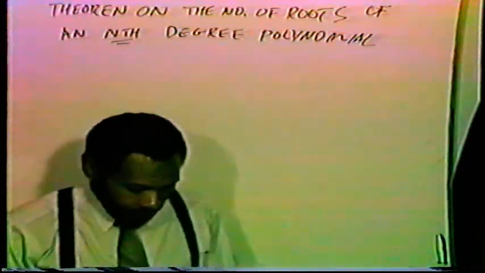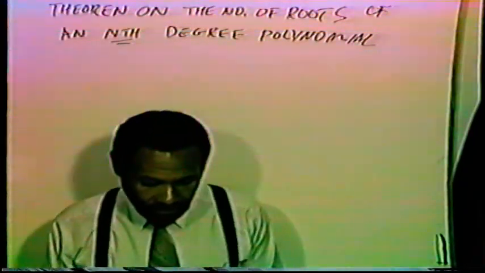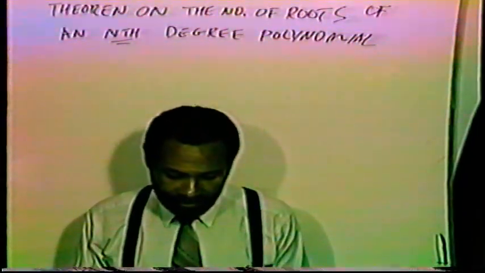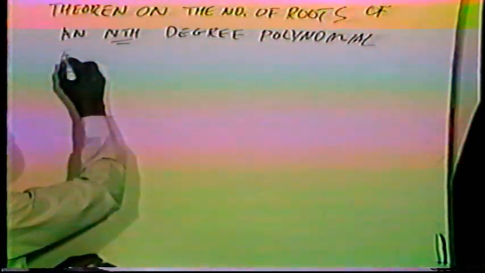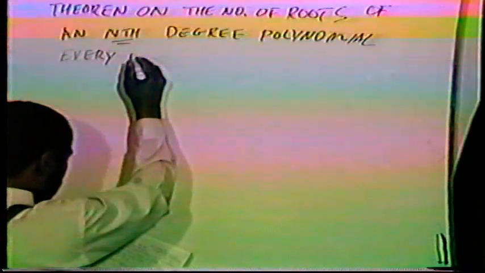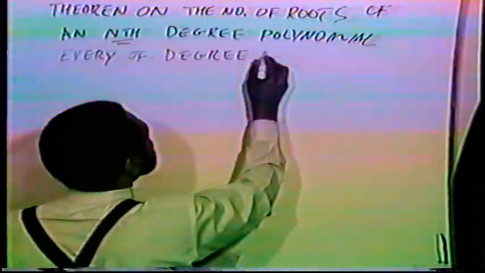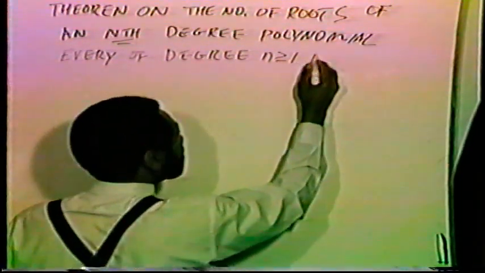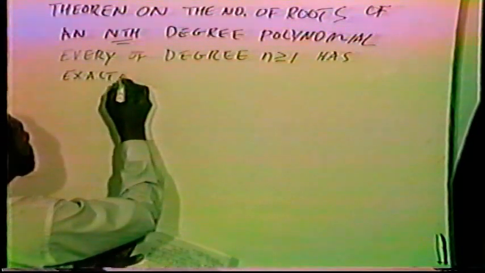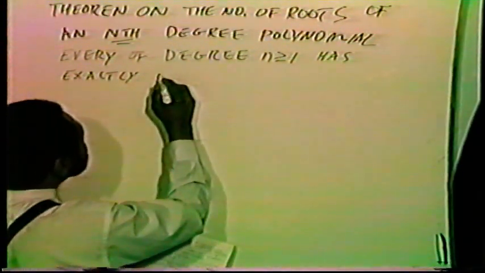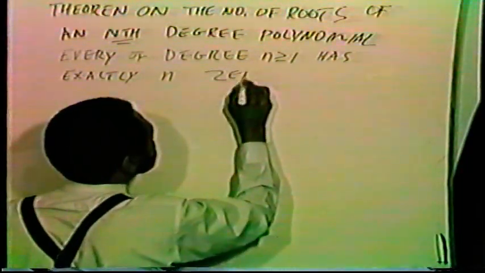This theorem states that every polynomial of degree n greater than or equal to 1 has exactly n roots or zeros.